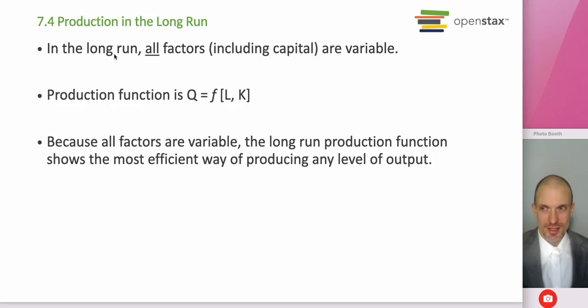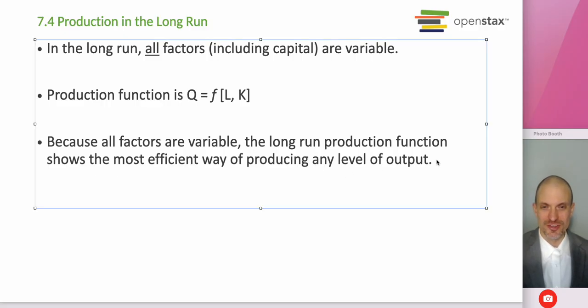Production in the long run. In the long run, all factors, including capital, are variable. The production function would look like this, just like all production functions. Because all factors are variable in the long run, the production function shows the most efficient way of producing any level of output. The logic here is that you can choose your efficient scale.